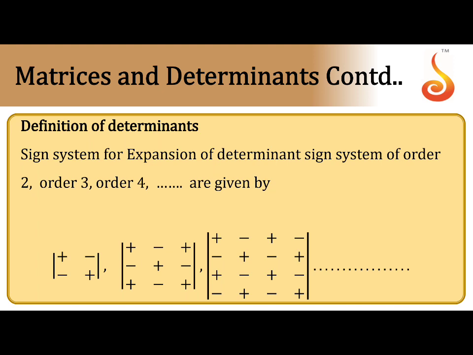So, definition of determinants. The expansion of a determinant: we have the order 2, order 3, order 4. Order 4 is not required, so you want to know order 2. The signs mean you can get the cofactors, the signs of the cofactors of the elements. If you expand the determinant, you get the value of the determinant.